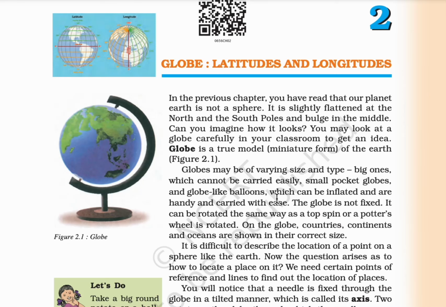So in this video, let's learn about chapter 2 of class 6 geography, globe, latitudes and longitudes. This is one of the most important lessons. From this lesson, a UPSC question was framed and will also be framed in future. So listen carefully. The miniature form, or a mini earth, is called a globe.